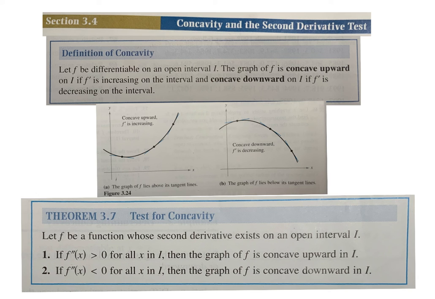There's also another way, and that is by using the second derivative, and that is this theorem right here at the top of page 185. Let f be a function whose second derivative exists on an open interval. So obviously you have to be able to find the second derivative. If that second derivative is positive, then it is concave up. If the second derivative is negative, then it is concave down.